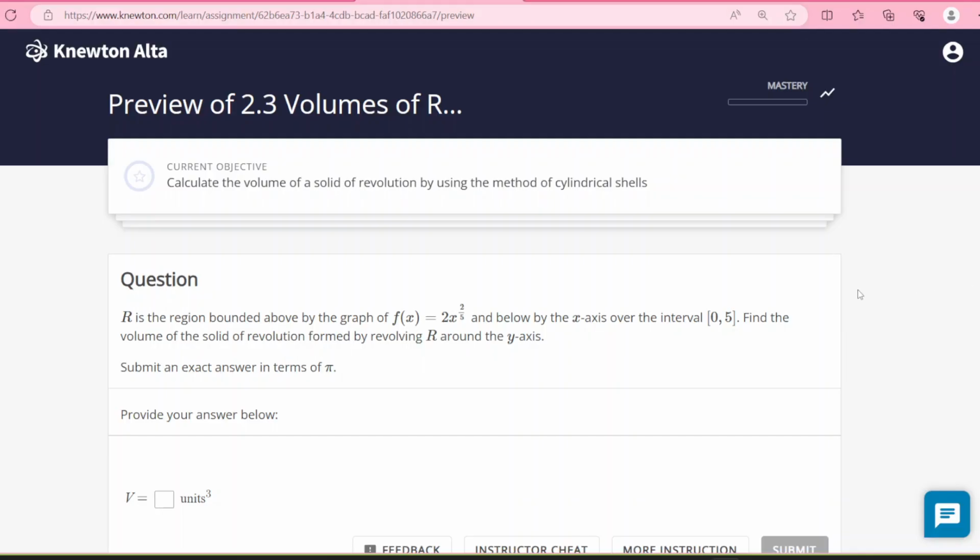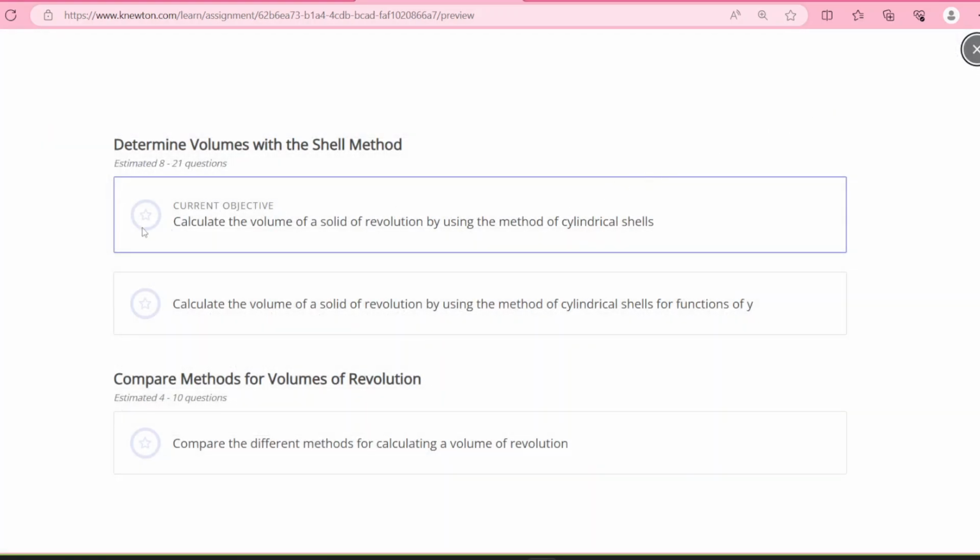All right. So here is the Newton-Alta assignment, at least a preview of it, right? You won't see the word preview. For section 2.3, you've got the title of the assignment on the top left, the mastery bar telling you how far along you've gotten in the top right, and the activity log telling you how far you've gotten in each objective. It looks like there are 3 objectives for this particular assignment.